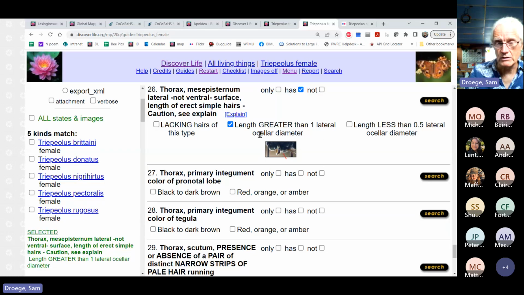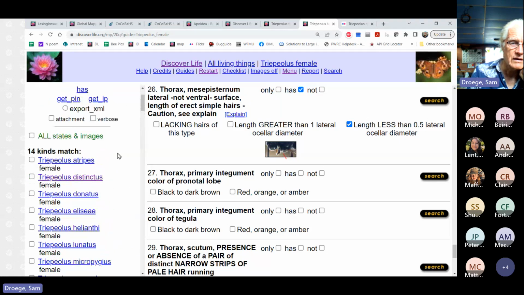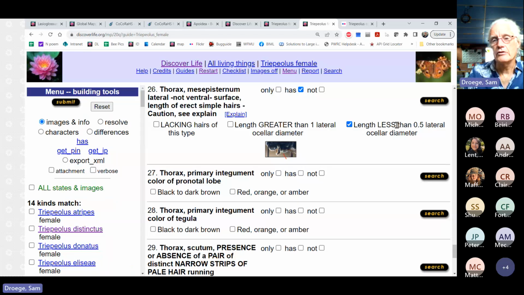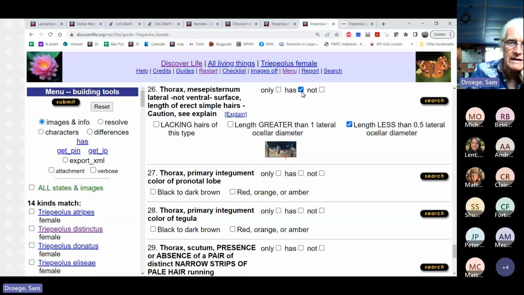So those would be relatively long. And then there's a less than 0.5, but still visible. Let's see how many are there. There's 14 scored for that. And you're again using the ocellar diameter as your measuring tool, and you have to make a decision: is it less than half, or is it greater than half? Or in many cases, it's going to be completely lacking.